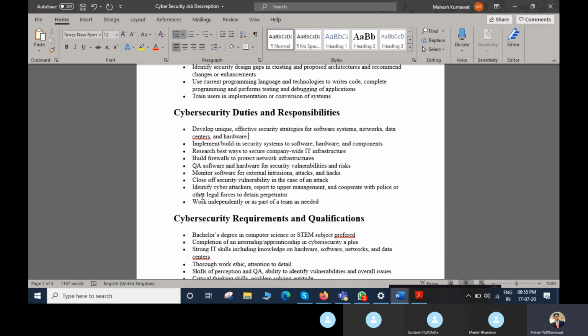The fourth thing is QA, software and hardware for security, vulnerabilities and risk. Suppose you are working in a company where quality analysts and quality testers work with different software, hardware, and security vulnerabilities. If we are talking about OWASP 2017, you need to memorize all of those, the different vulnerabilities and different risks. Suppose I'm talking about SQL injection or cross-site scripting. What are the different vulnerabilities, and what type of penetration testing will you perform on them?